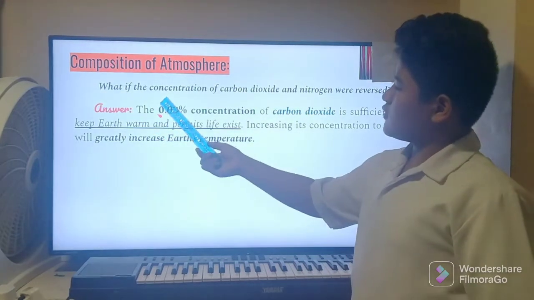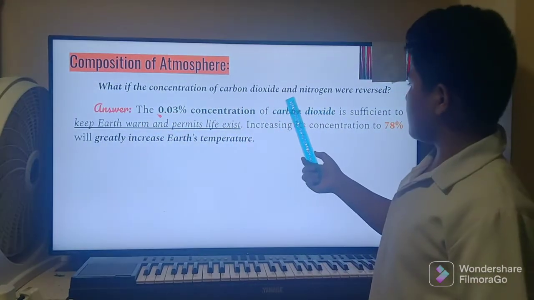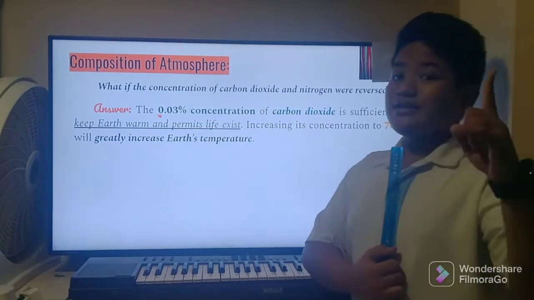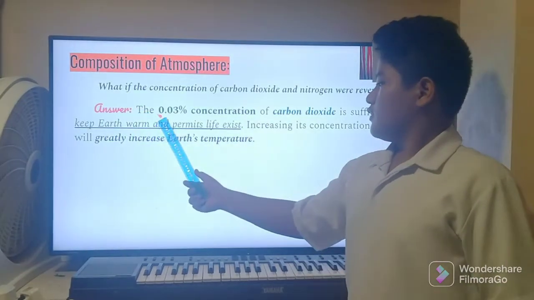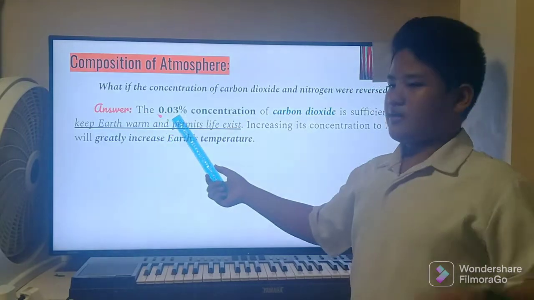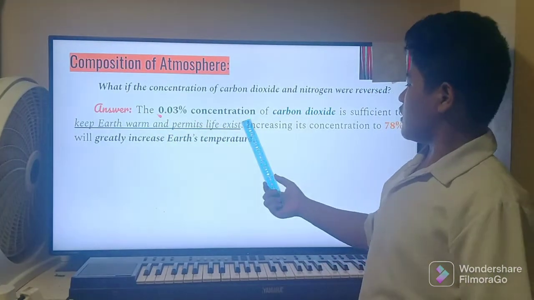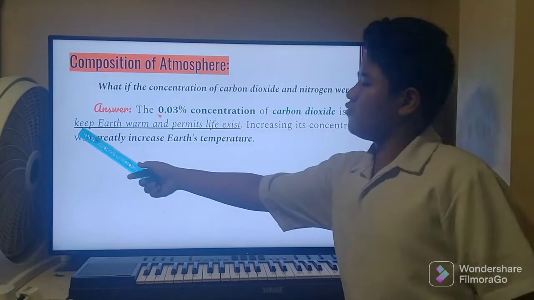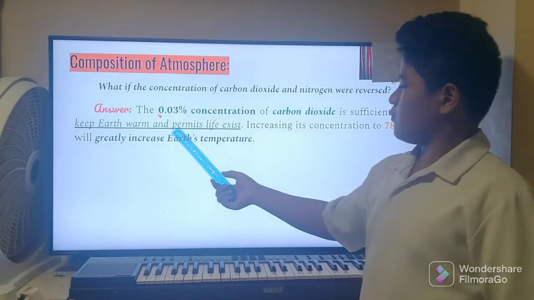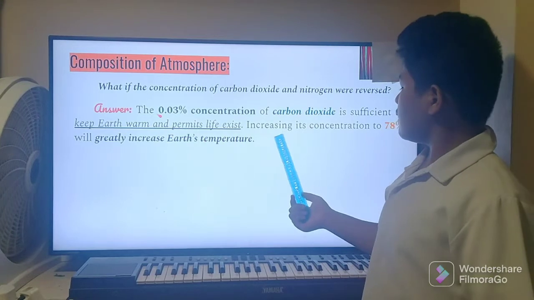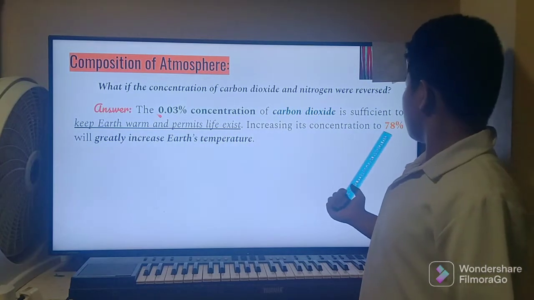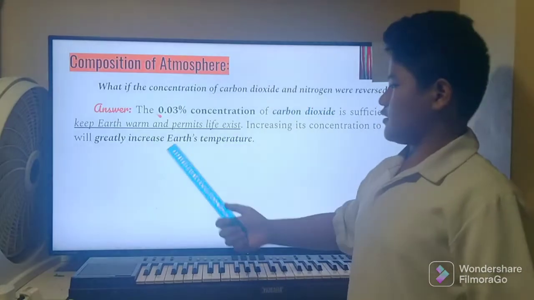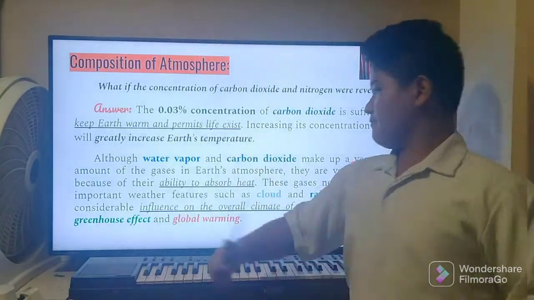What if the concentration of carbon dioxide and nitrogen were reversed? The answer is, the 0.3% concentration of carbon dioxide is sufficient to keep the Earth warm and permits life to exist. Increasing its concentration to 78% will greatly increase Earth's temperature.